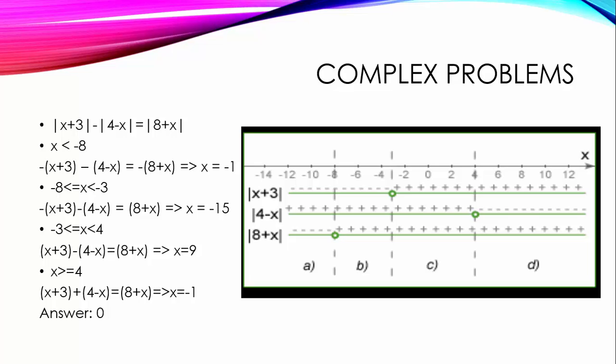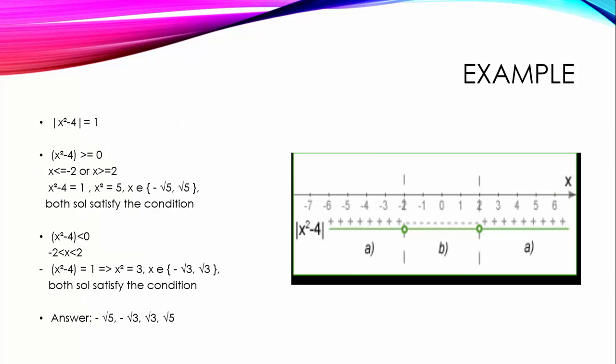Solving this, we would get x is equal to minus 1. We reject the solution because our condition is not satisfied. Minus 1 is not more than 4. The illustration also might help you understand how to open modulus at different conditions. Let us see another example.